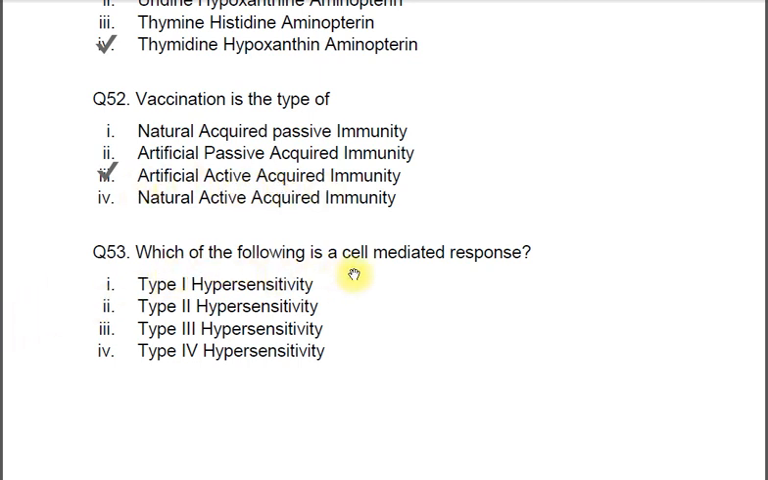Question number 53. Which of the following is a cell-mediated response? Option 1, type 1 hypersensitivity. Option 2, type 2 hypersensitivity. Option 3, type 3 hypersensitivity. Option 4 is the type 4 hypersensitivity. So here the correct one is the type 4 hypersensitivity, also called delayed type of hypersensitivity, in which a subset of T cells called the DTH cells are involved.